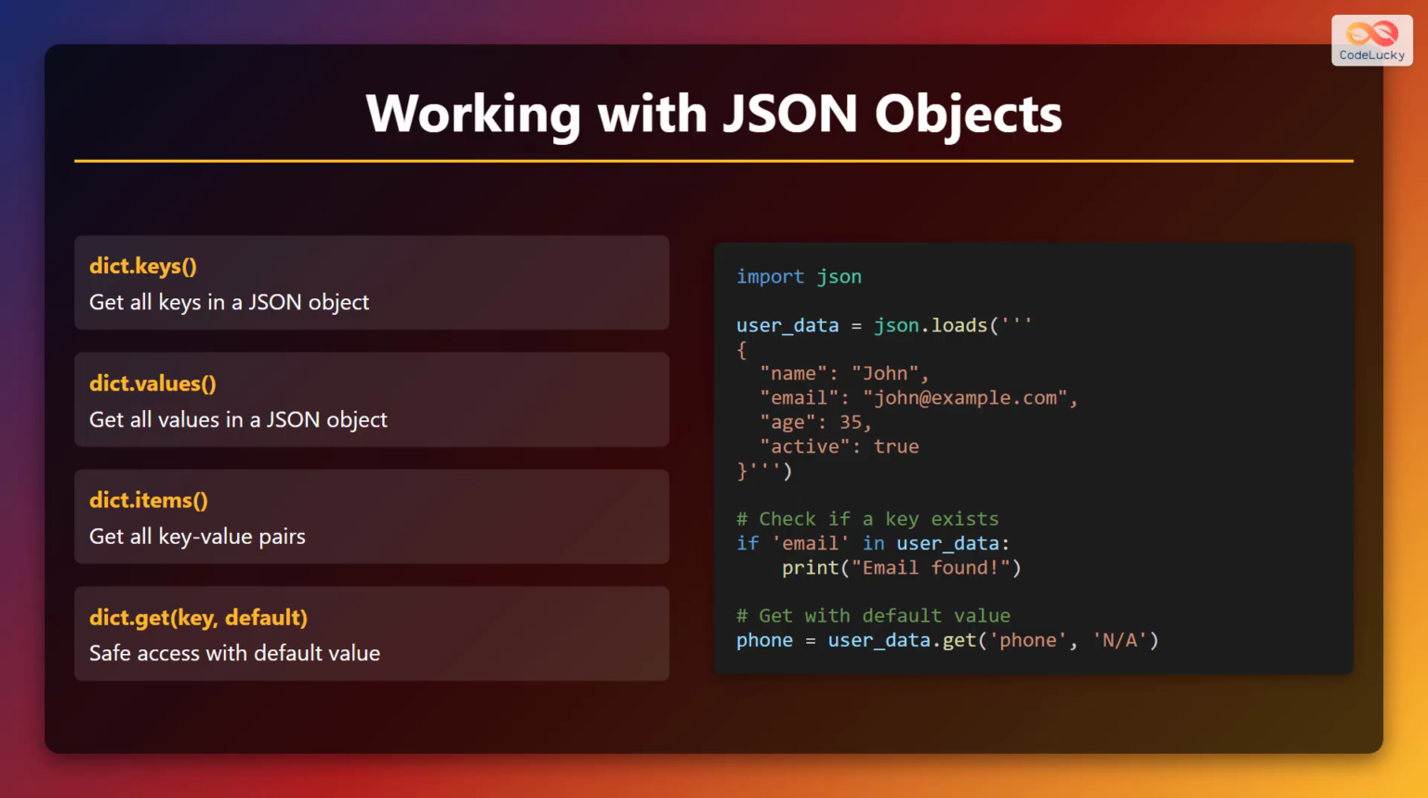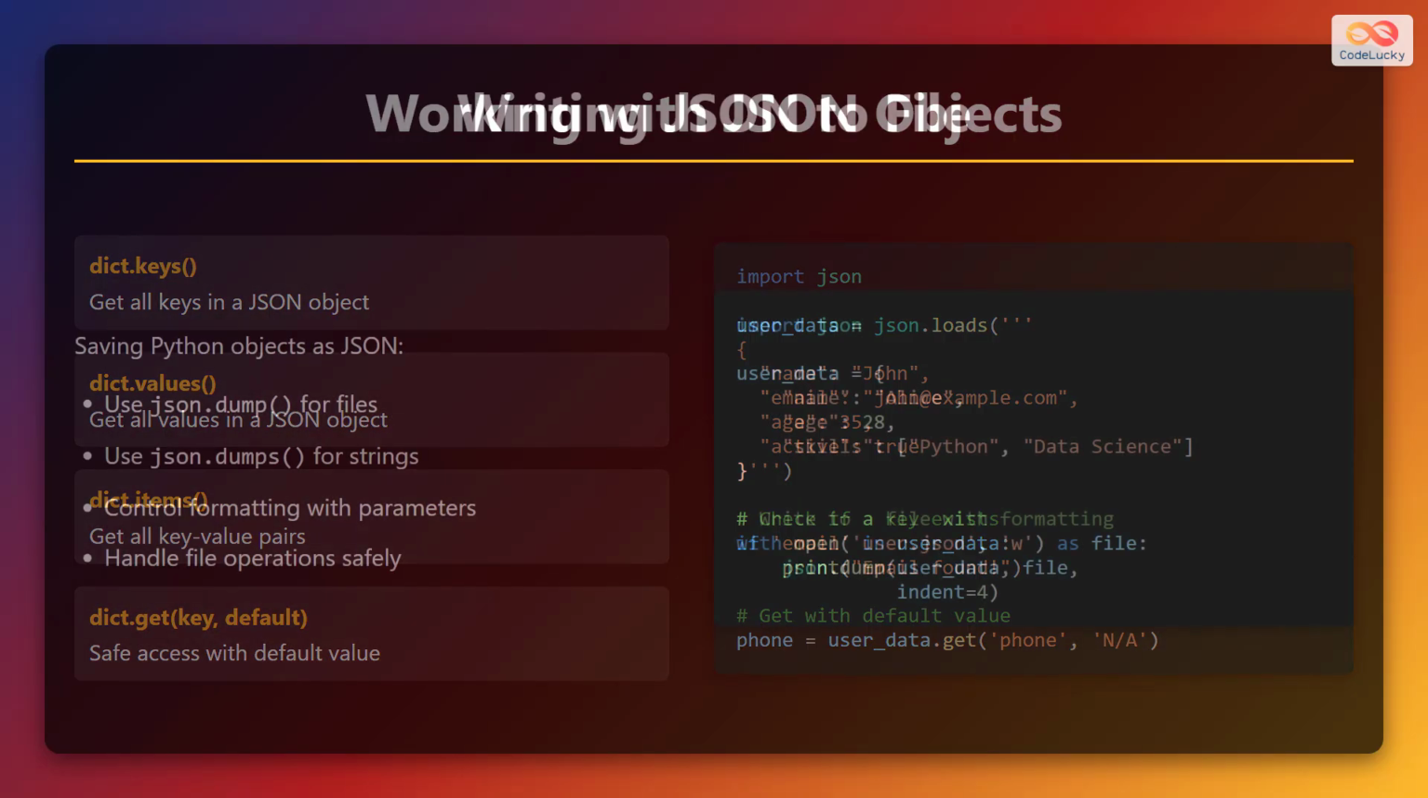Dict.getKeyDefault allows you to safely access a value by key, with a default value if the key is not found. Here is an example of how to use these methods. First, we load a JSON string into a Python dictionary called user_data. We can check if a key exists in the dictionary using the in operator. We can also use the get method to retrieve a value with a default value if the key is not found.